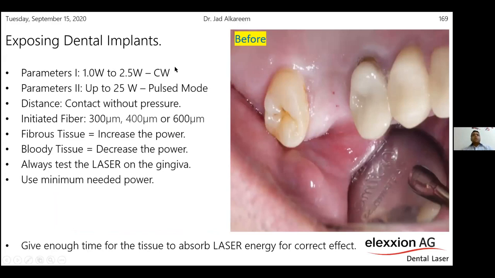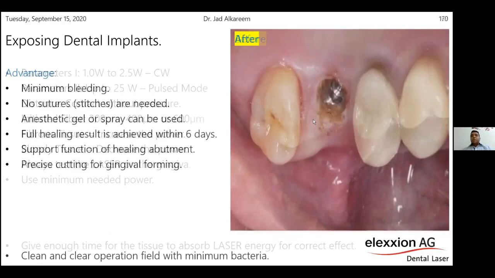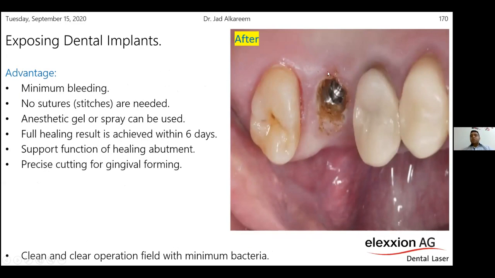It's called exposing the dental implants. Here is the implant inside. This is the picture before, and this is the picture after the implant was exposed by diode laser. The advantage is you don't need to do a flap surgery to expose the implant.